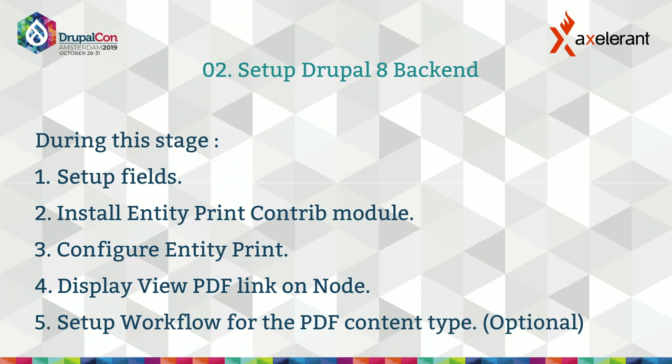So let's summarize what we did. We did set up the fields. We installed the Entity Print contrib module. We configured Entity Print. Then we displayed the view PDF link on the node. And optionally here, what site builders and backend developers can do is configure your content type with workflow for the PDF content type so that it's more towards publishing. And if you have custom workflows to create these content, you can do that right now.